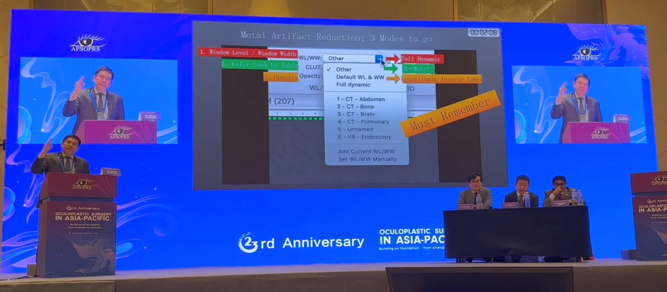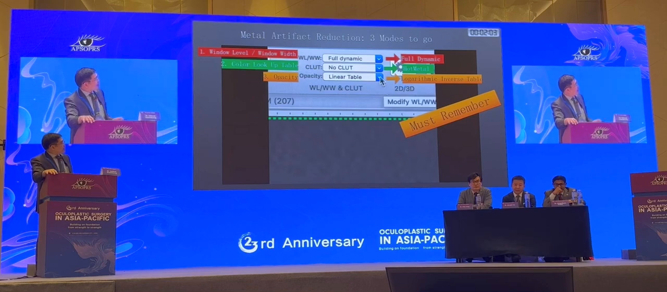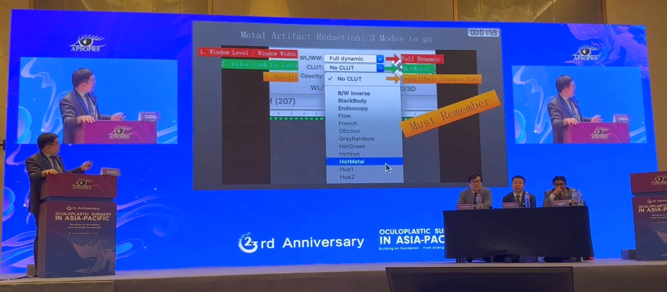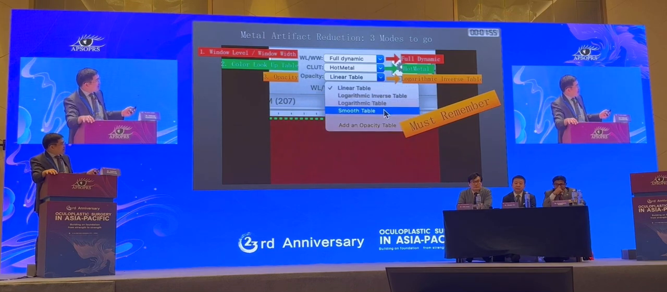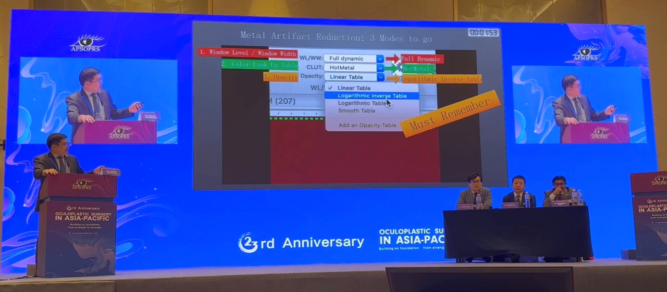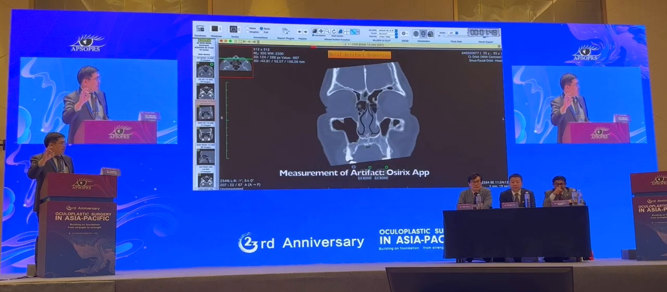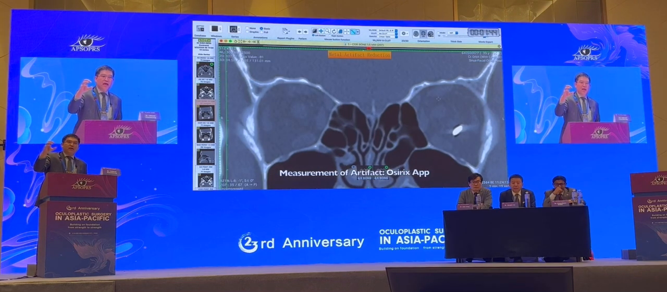So there are three modes that help. The first one is window level, put in full dynamic. The second one, color look-up table, put in hot metal. And the third one is opacity, put logarithmic inverse table. With these three modes, you can correct the actual size of the foreign body.